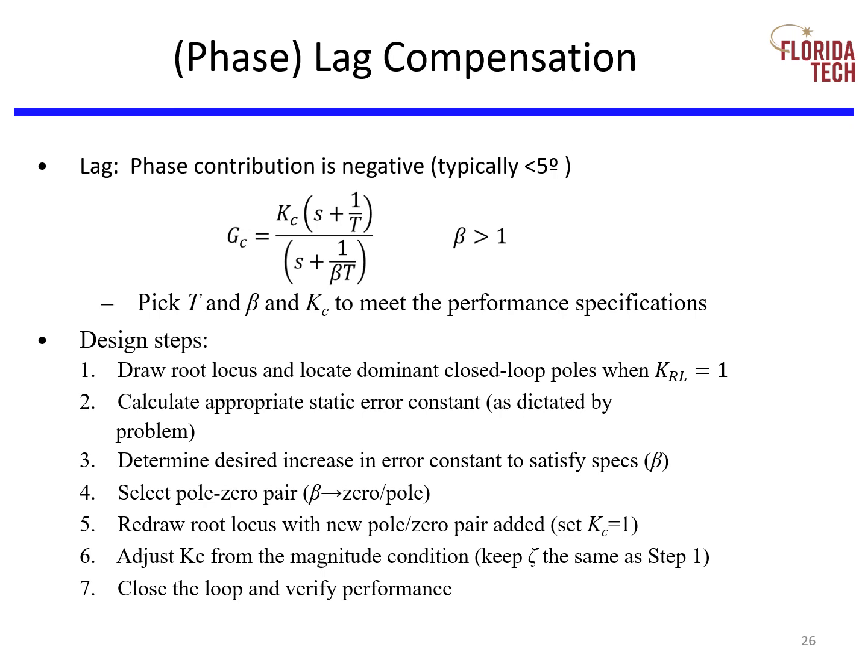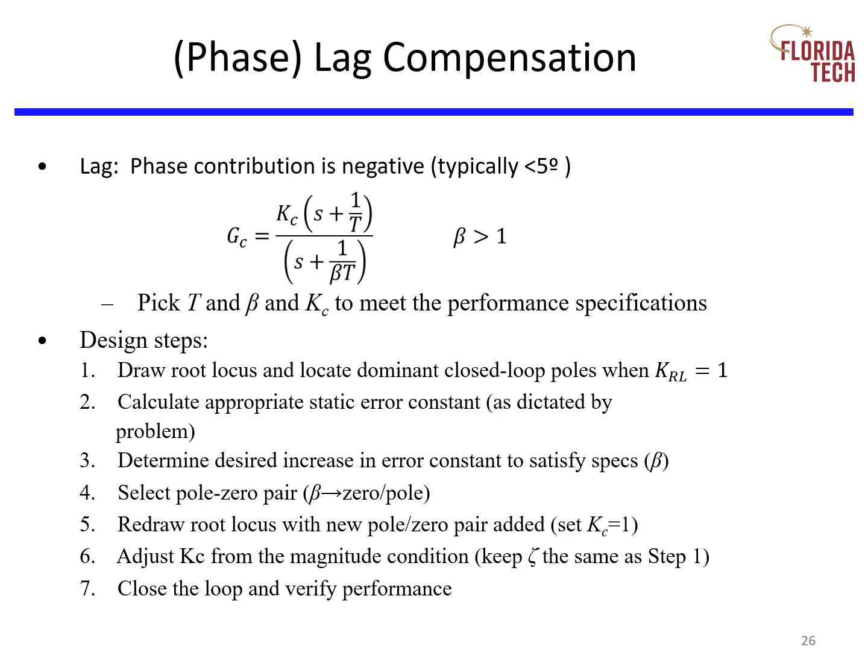Here's the cookbook steps we'll use for this class. Step 1 involves drawing the root locus of the baseline system with no controller and determining the closed loop poles for a root locus gain of 1, which is the default. Step 2 has us calculating the appropriate error constant, which will be Kp, Kv, or Ka. Step 3 involves determining the desired increase in the error constant, which will relate to or depend on beta.